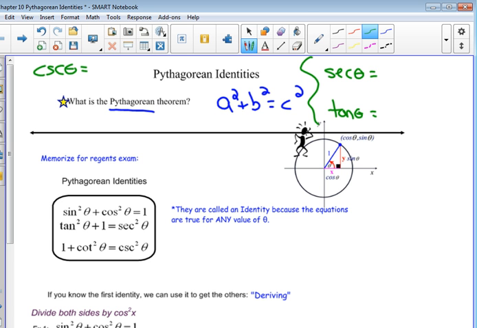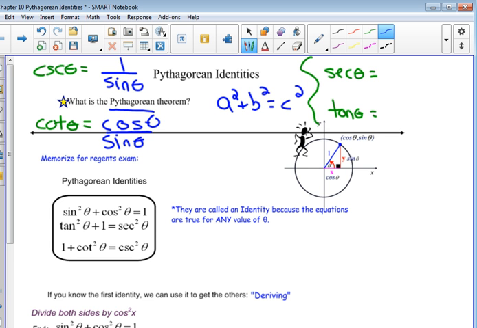Cosecant right here. Anybody know what cosecant is? Good. It goes with sine. Nice. So it's 1 over sine. Great. What about cotangent? 1 over tan, or cosine over sine. Remember these, like cosine, cotan.